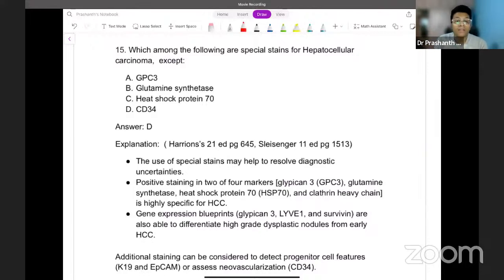Now, 15th question is, which among the following are special stains for hepatocellular carcinoma, except? Again, a question previously tested in exams. It's not a direct repeat. There are some modifications that are done. It's an except question. GPC3, glutamine synthetase, heat shock protein 70 are all special stains used for HCC, and CD34 can help in diagnosing, but it is more specific for the neovascularization that occurs in malignancy.